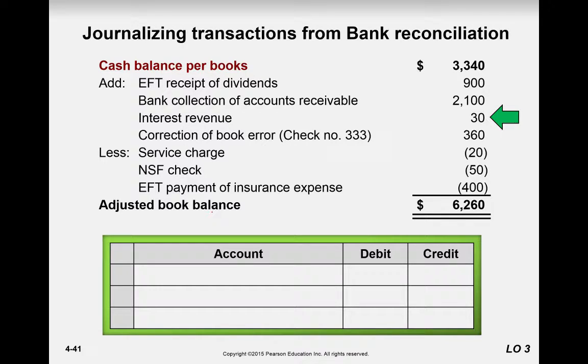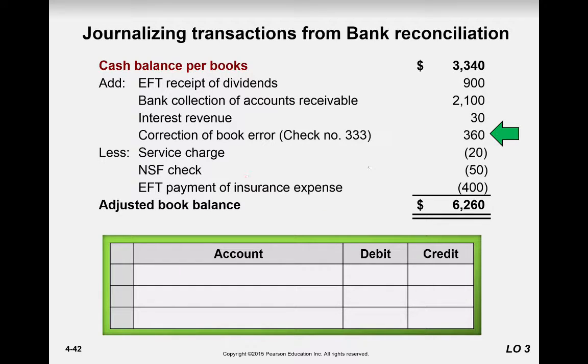Now for our interest revenue, we are receiving $30 of cash for that. So we're increasing cash, we're debiting, and we're increasing our revenue account, which also increases on the credit side. So if you recall, cash has a debit increase and revenue has a credit increase.